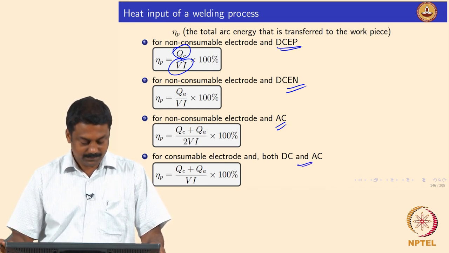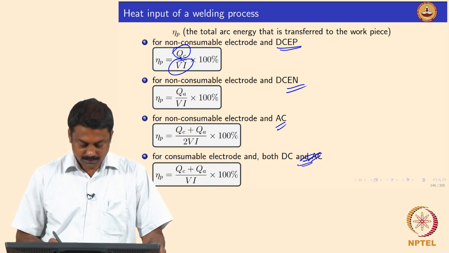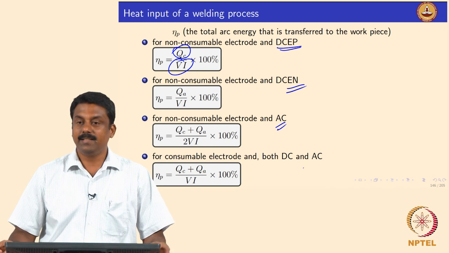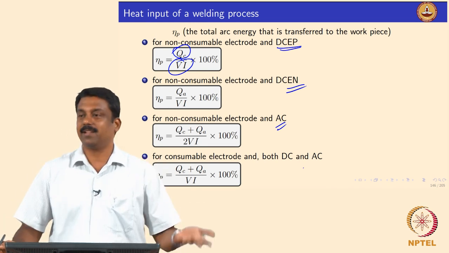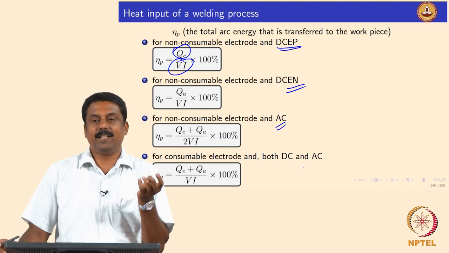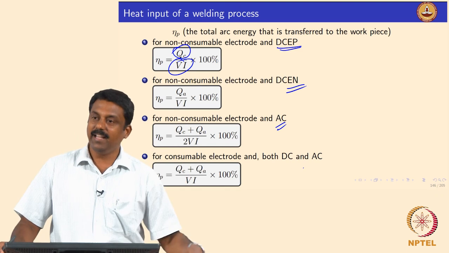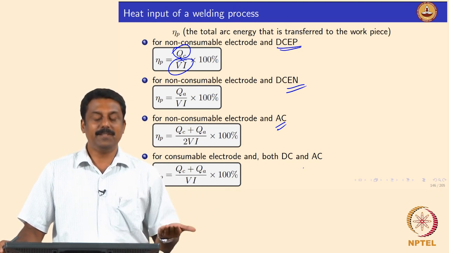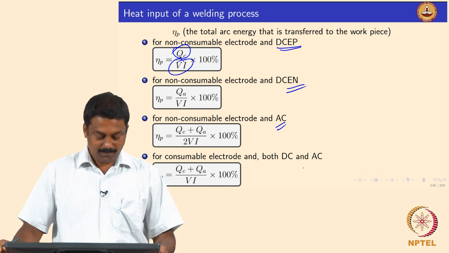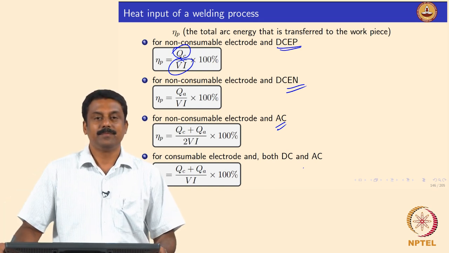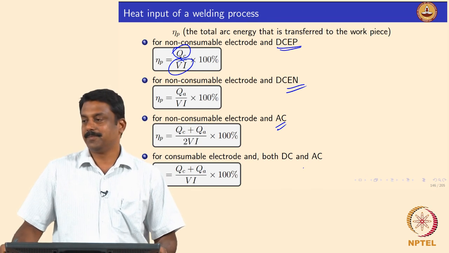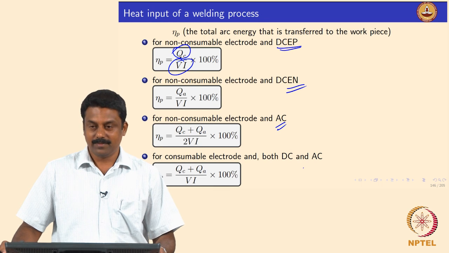And the consumable welding process, in both DC and AC, does not matter, because in this case whatever QC is generated is transferred back to the workpiece, whether it is electrode negative or positive. If the consumable is electrode negative, you melt it and again you are sending it back to the anode. So the efficiency is QC plus QA together, isn't it? It is clear, and VI is the overall energy. Yeah, it's clear, and this is how we calculate the efficiency of the process in heat input calculations, right? It's clear.